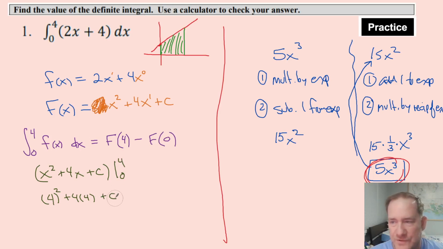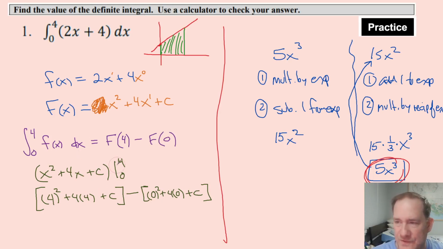C is just some number. There's nowhere to substitute the 4. C is just some value I don't know. But as I now subtract what I get at 0, I'm going to get 0 squared plus 4 times 0, and then still plus c. Those two c's are always going to be the same. I don't even know what c is, but whatever c was for the first incarnation of my antiderivative that I plugged 4 into, it has to still be the same thing. And we're always subtracting. The fundamental theorem of calculus says it's always a difference. So those c's will always cancel out. So for our purposes, when we're doing one of these definite integrals, you can ignore the plus c and it'll be fine.